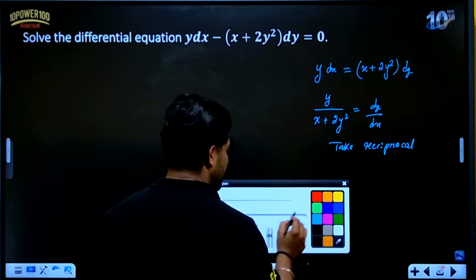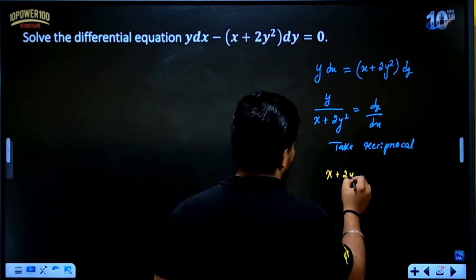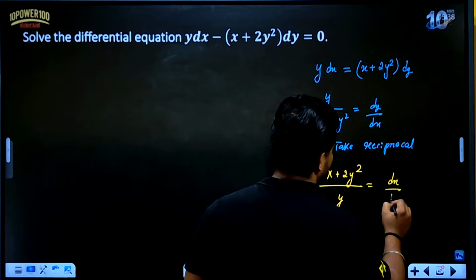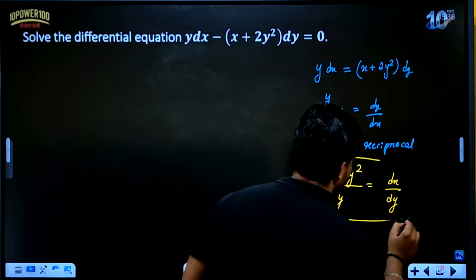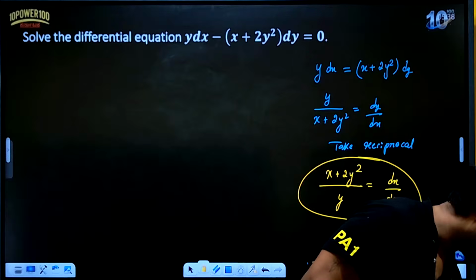So here what happens is all the formulas get reversed. Now (x plus 2y square) divided by y is equal to dx by dy, children. So this is what I said, this is actually the type 2 method. It is very rarely asked, but you need to know this.